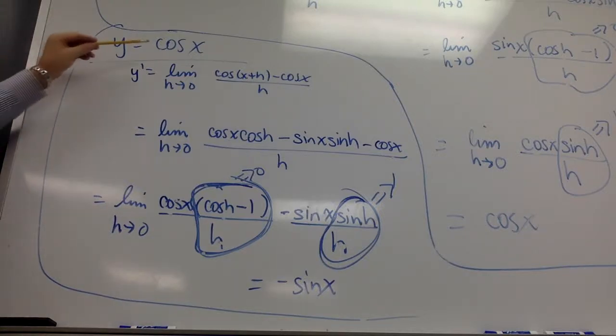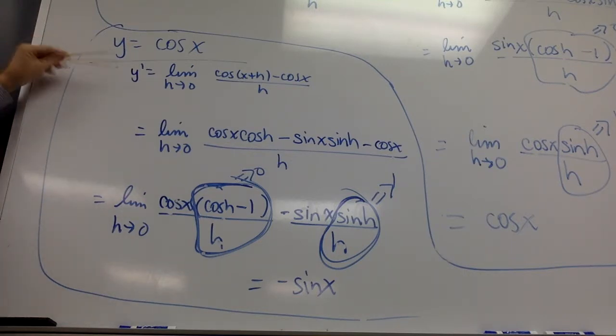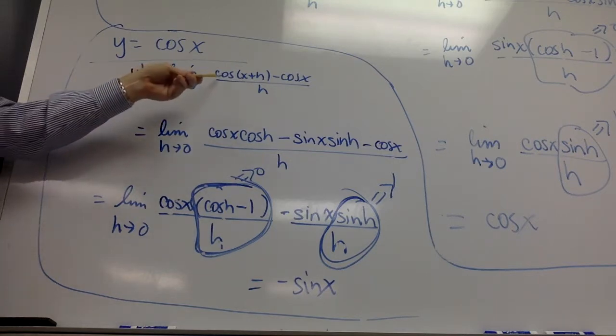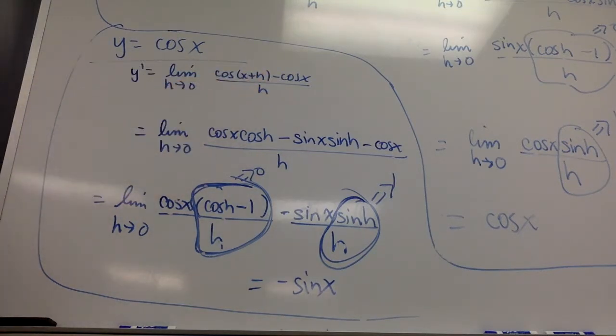Okay, the next function is the cosine function. So if y equals cosine of x, again, I can replace y with f of x. I'm going to use the definition of the first derivative through limits. So y prime or f prime of x is equal to the limit as h approaches 0 of f of x plus h minus f of x over h.